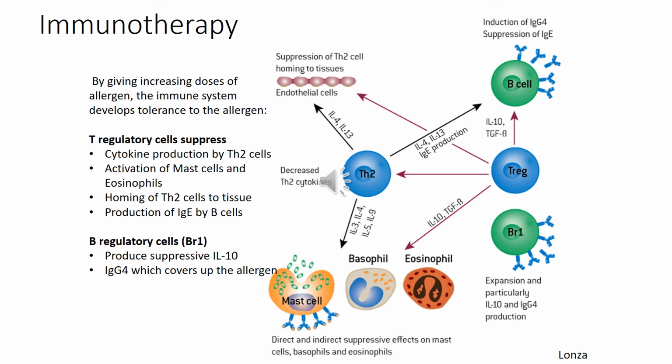The B regs are defined by their production of IL-10, and IL-10 is a cytokine which will affect both the adaptive and the innate immune system, and also suppress the mast cells and the eosinophils. The B reg can also produce the IgG4.